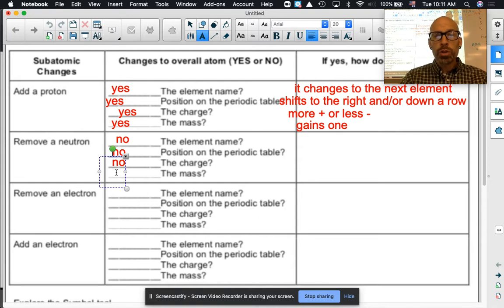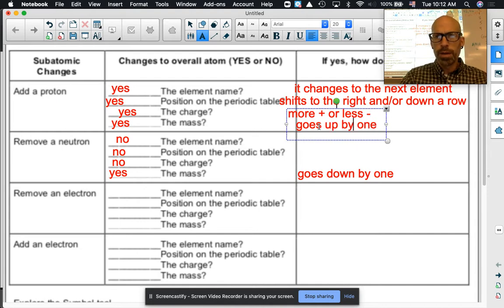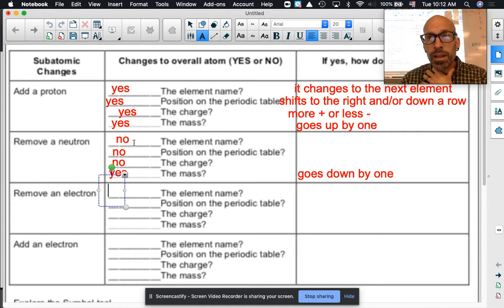Now, when you remove a neutron, does the mass change? Yes. What happens to the mass? It goes down by 1. I should say goes down instead of gains. That's probably better. So, as you can see here, the neutron doesn't affect the element identity, position on the table, or the charge. It only affects the mass.